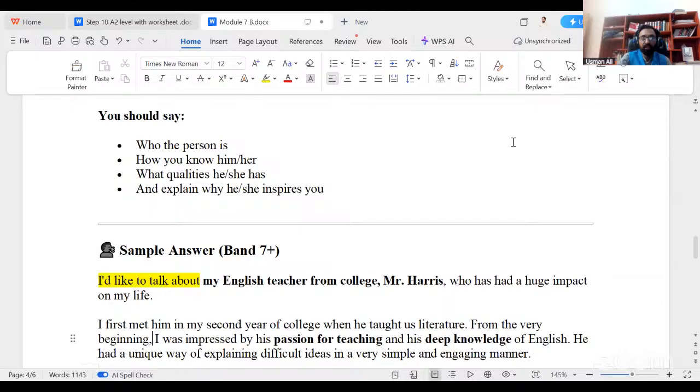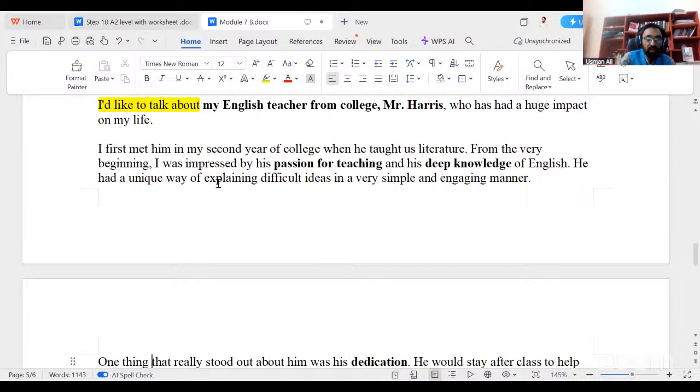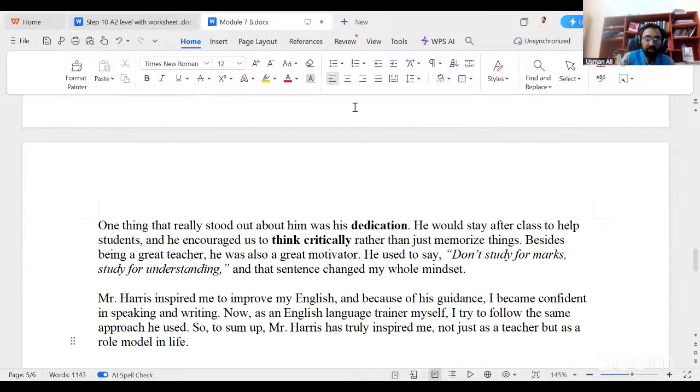This is a fake name of the teacher, Mr. Harris, who has had a huge impact on my life. I first met him in my second year of college when he taught us literature. From the very beginning, now you will add the detail, I was impressed by his passion for teaching and his deep knowledge of English. He had a unique way of explaining difficult ideas in a very simple and engaging manner. Now you will add more detail. One thing that really stood out about him was his dedication.